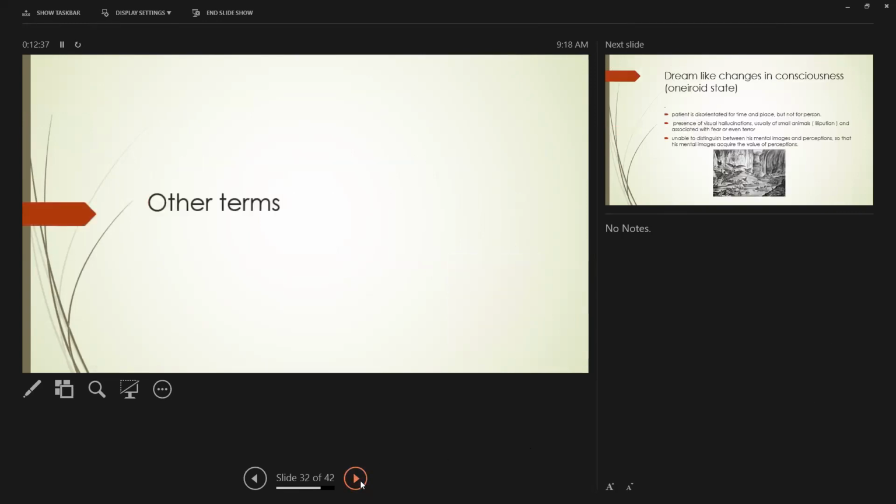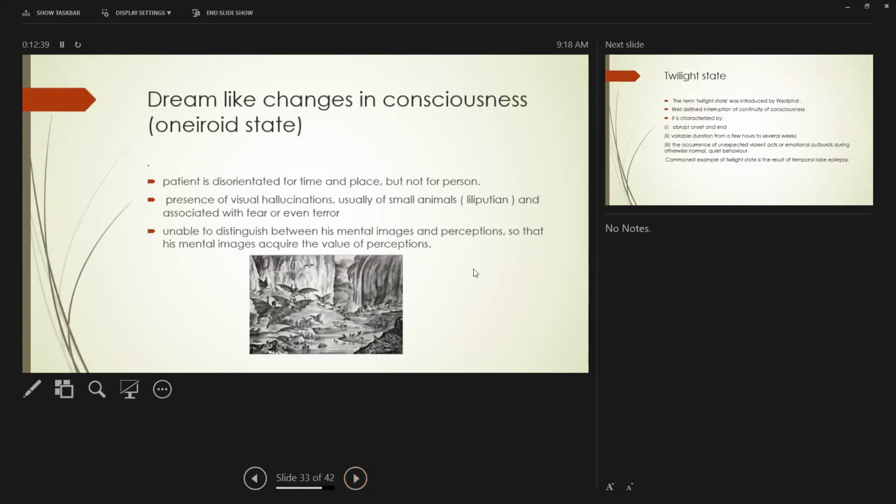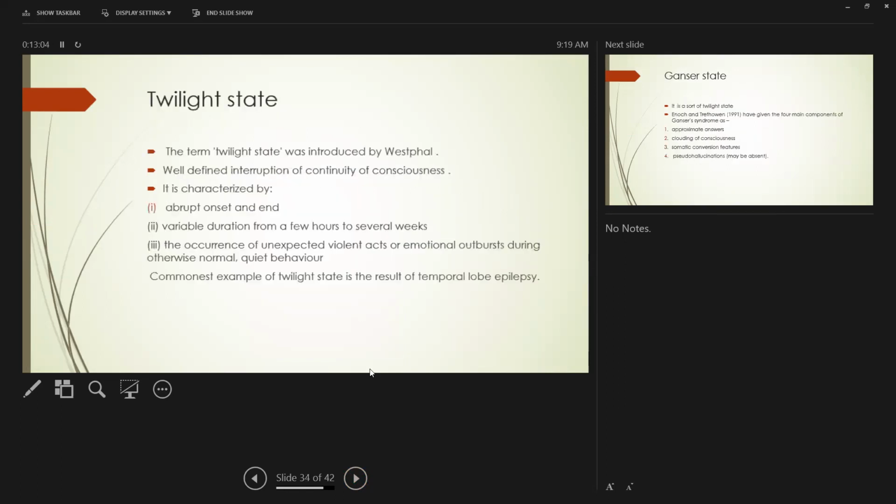Now there are some other terms like dream-like changes in consciousness or oneiroid state. In this, the patient is disoriented to time and place, but not to person. There will be visual hallucinations, usually of small animals, that is Lilliputian hallucination, associated with fear or even terror. The patient is unable to distinguish between his mental image and perceptions, so his mental image acquires the value of perception.